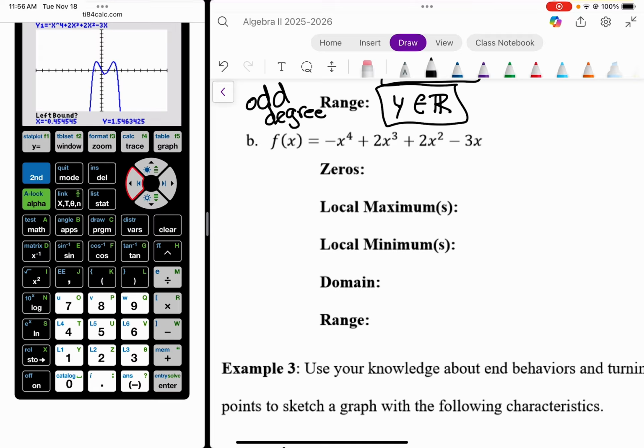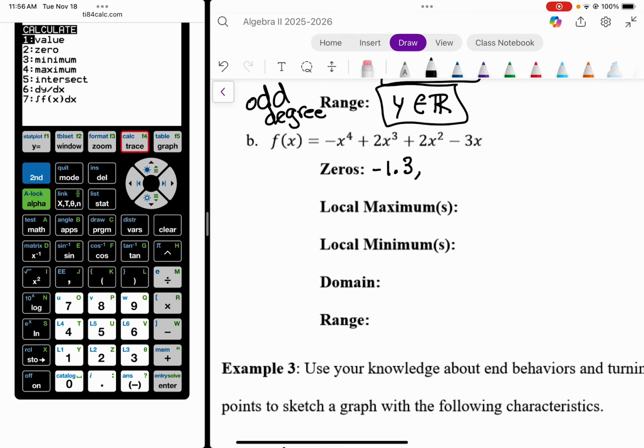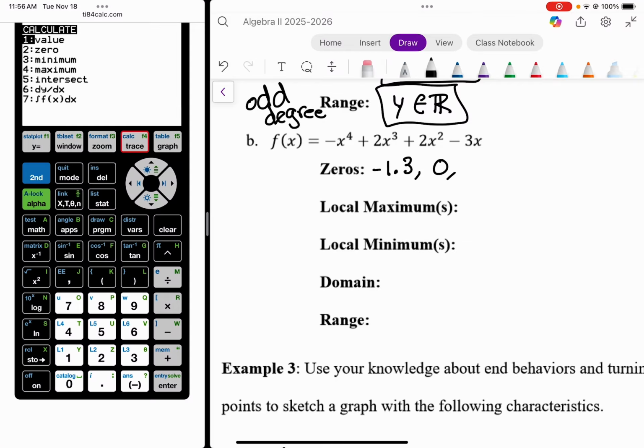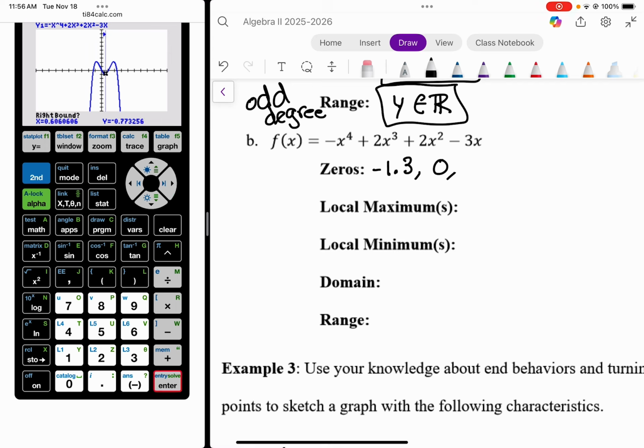This one has 4 zeros. So I'm going to start on the far left. I hit enter below, and then I'll hit enter above. And for your zeros, you're listing the x values, negative 1.3 about. Then I'll find my next zero. Hit enter, enter, don't need a guess. So we have another one that's at exactly 0, so I don't have to round that one. And another one that's at exactly 1.